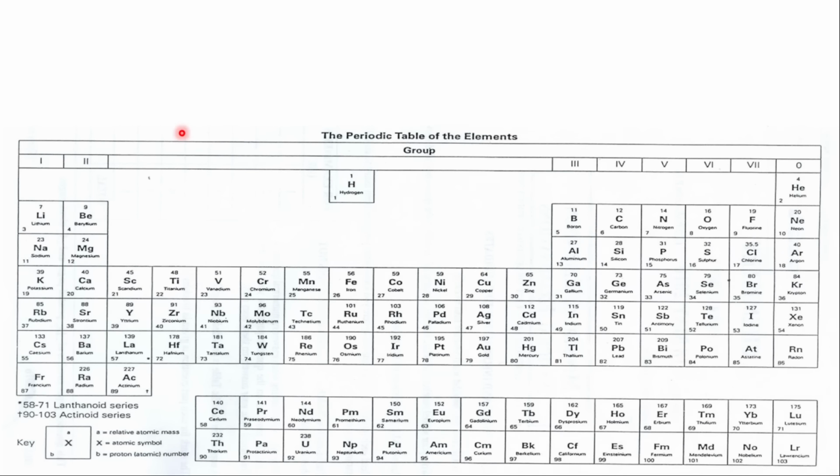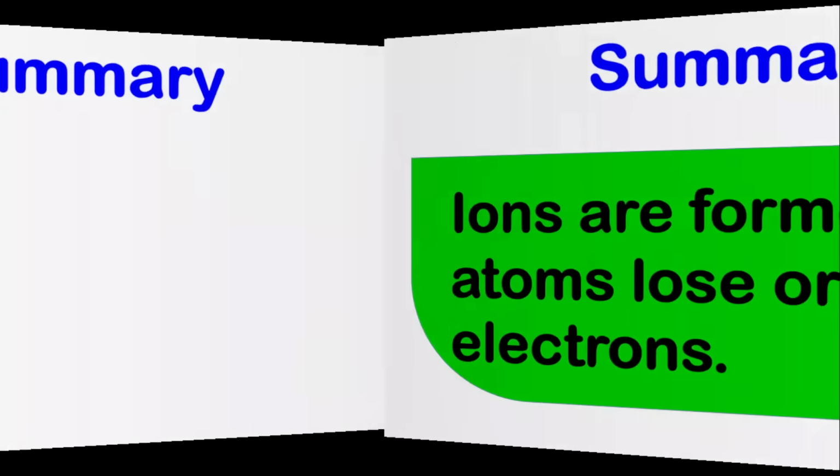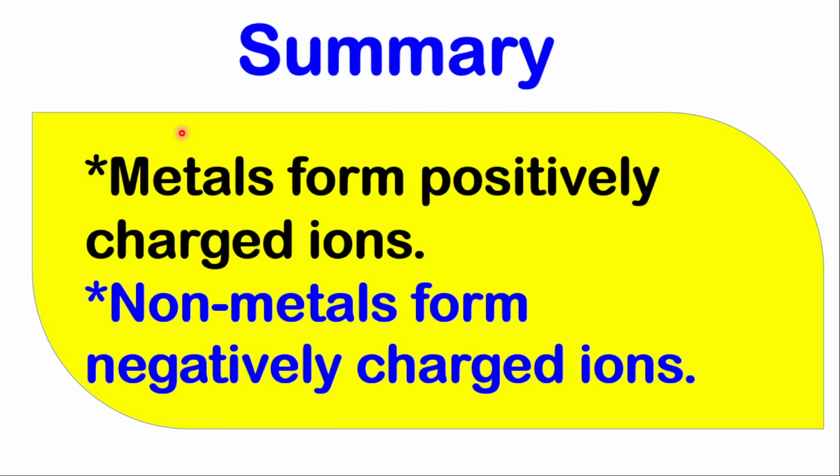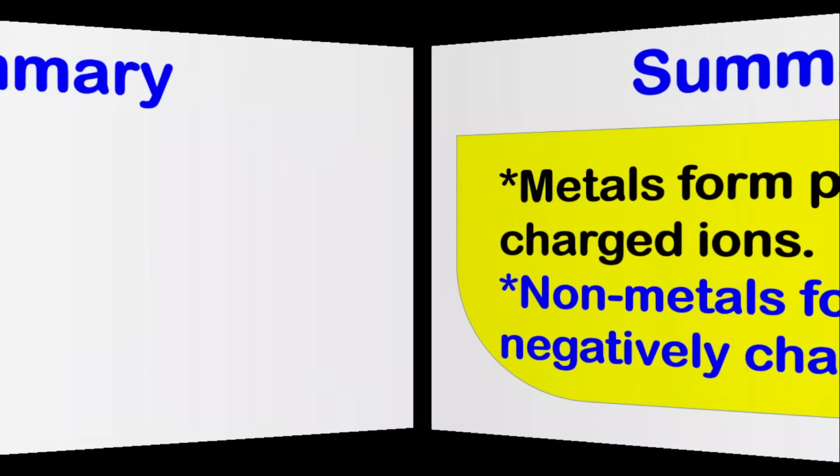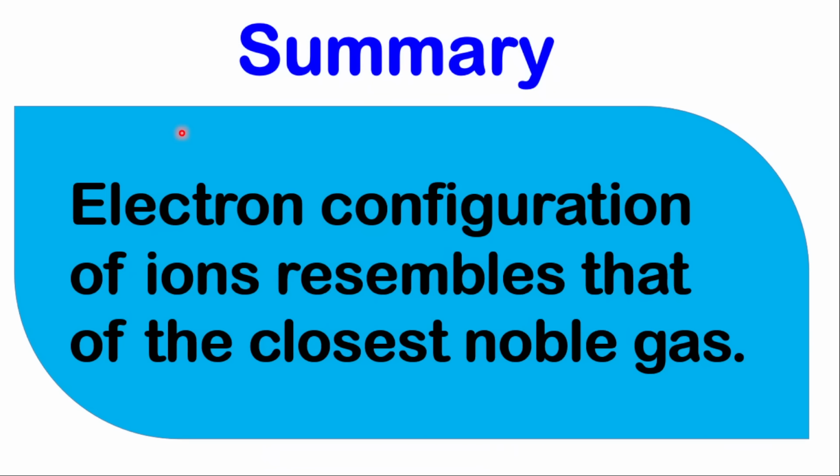All right, the summary, let's go through this quickly. Ions are formed when atoms lose or gain electrons. Metals form positively charged ions. We call them cations, just remember that. Non-metals form negatively charged ions, and we call those anions. All right, so running through quickly.